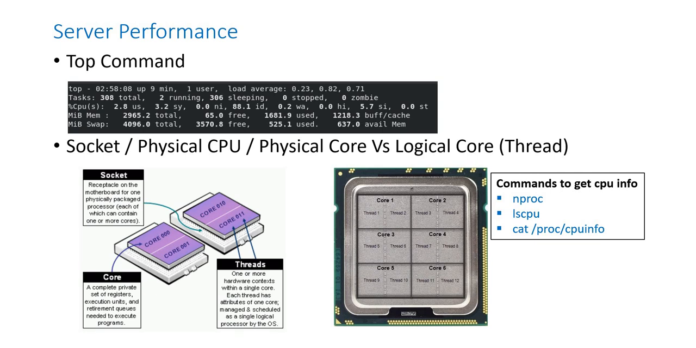So I have one example. There are some commands available to find out how many CPUs you have and some information about your CPUs. One is nproc, which will tell you how many.